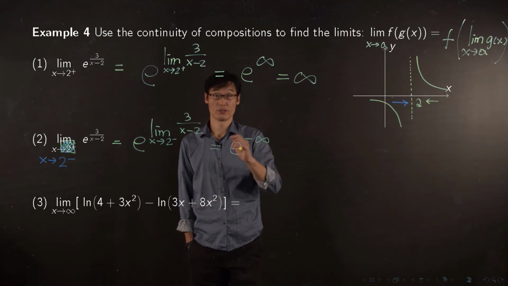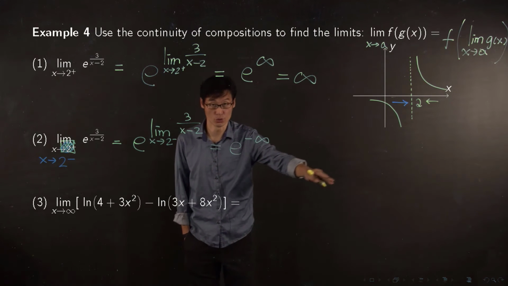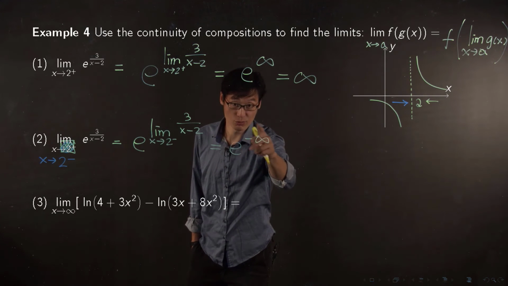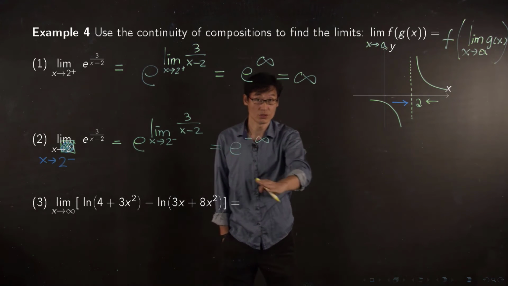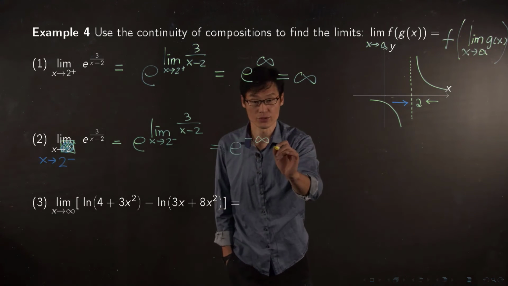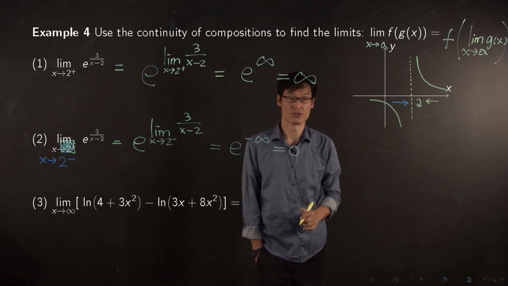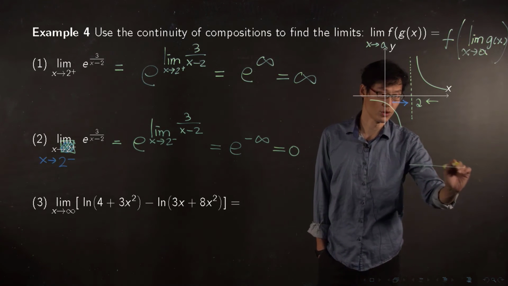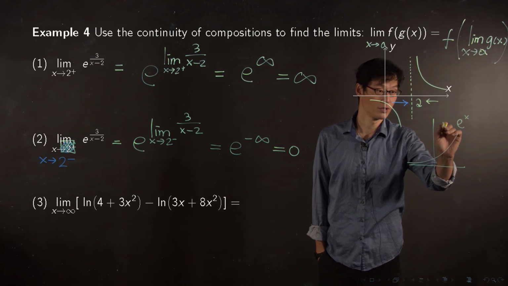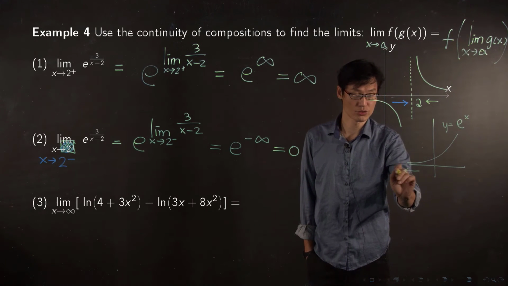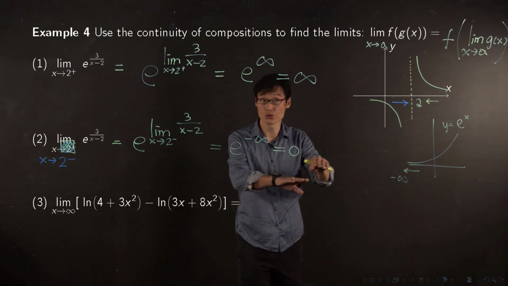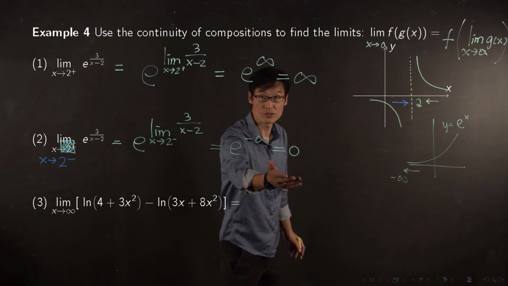And if you look at how the exponential function grows, when your exponent is very small, the curve is very close to the x-axis. So in that sense, this limit is 0. Or you can draw the graph of the exponential function. When your x tends to negative infinity, your function value is very close to 0. So that's why we have this limit 0.